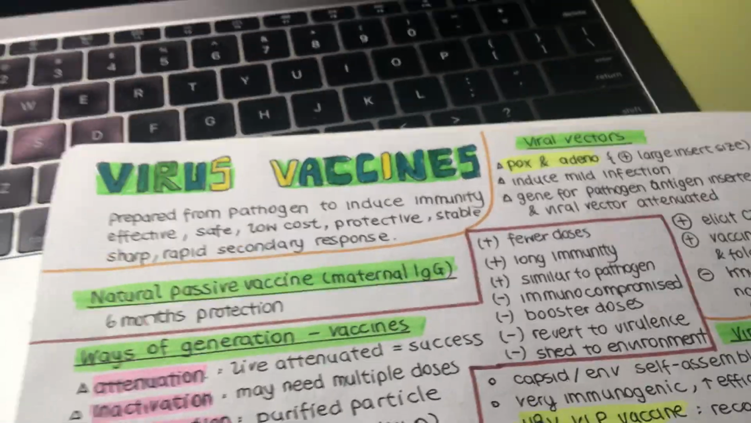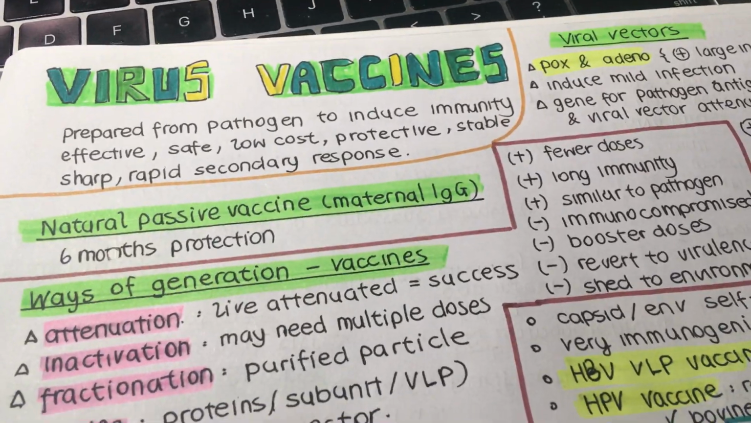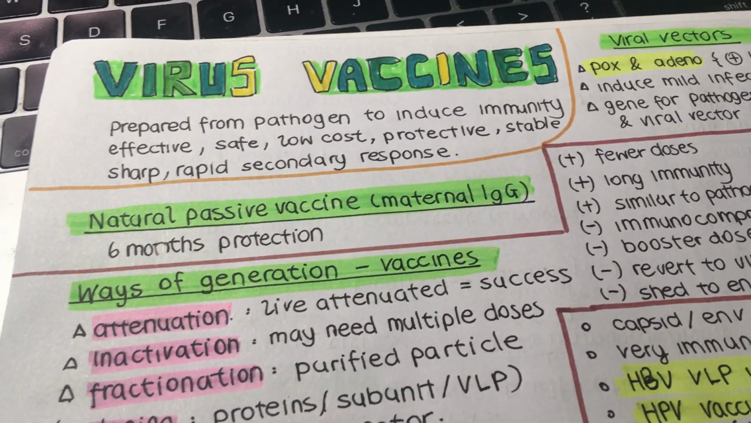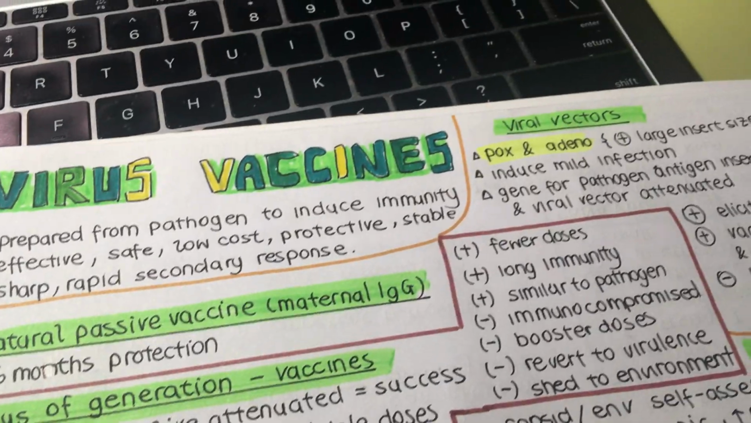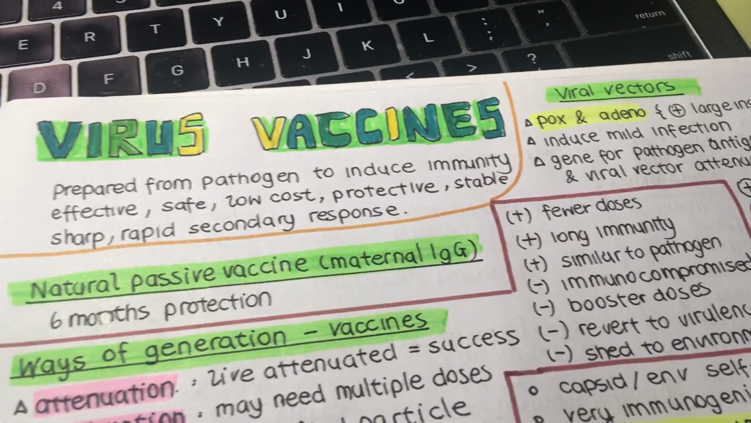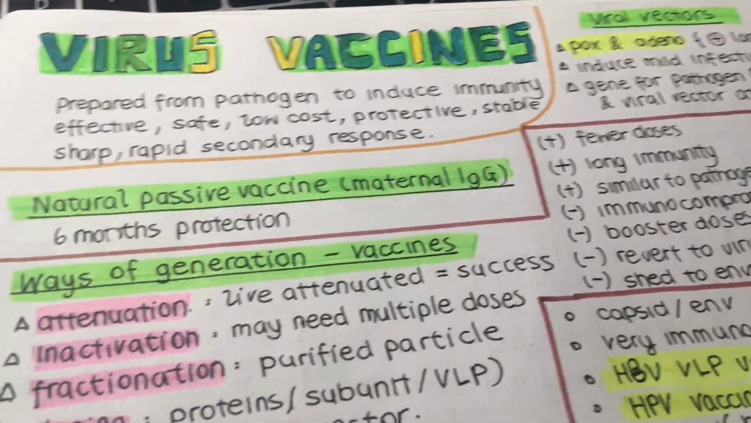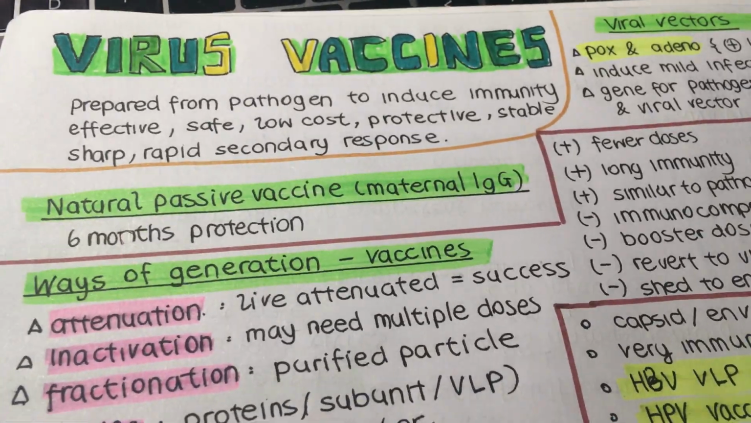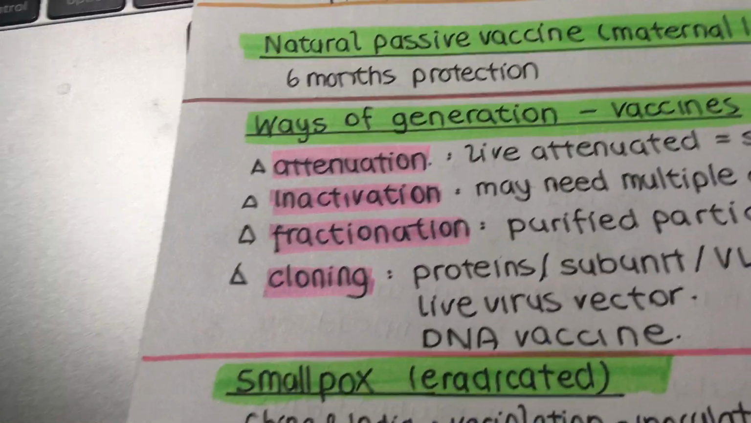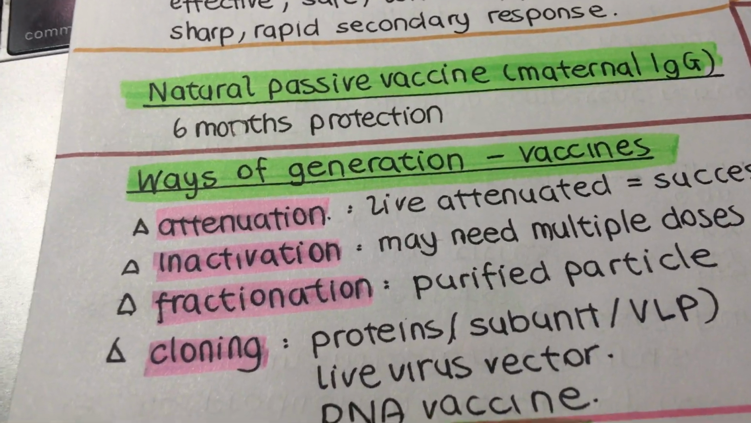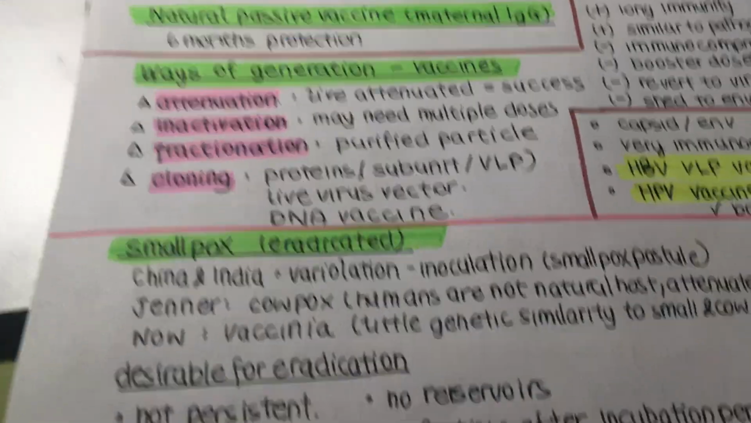And I guess with vaccines you can go several different ways. You can just attenuate it, meaning that it doesn't infect you and doesn't cause disease. You can inactivate it. You can fractionate it or break it apart and use the subunits of the viruses, or you can clone the viral genome and then manipulate this to create virus-like particles. And today we're going to be talking about the advantages and disadvantages of each technique. But before we do, let's talk about smallpox.